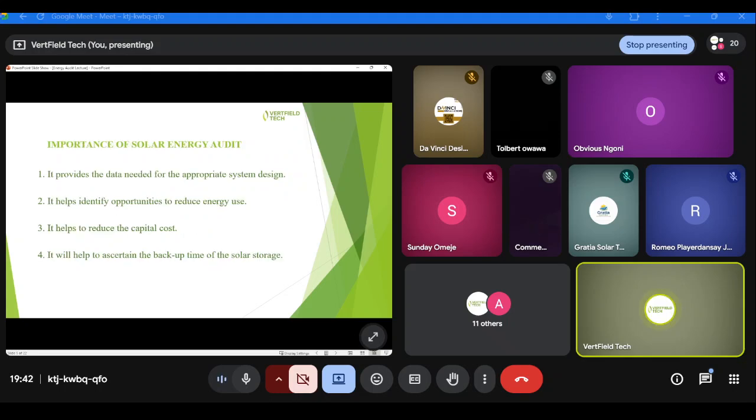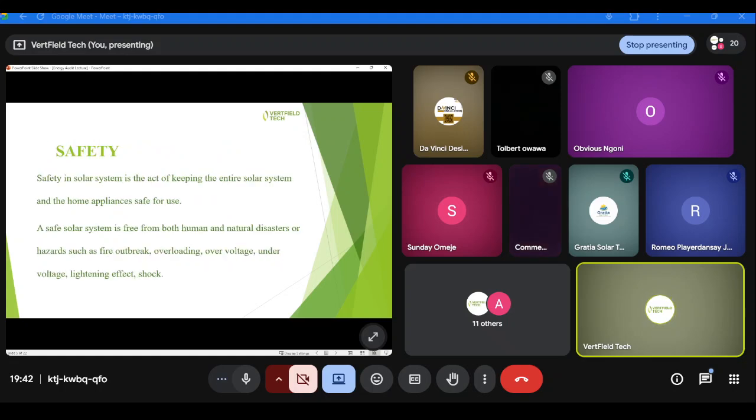Importance of solar energy audit. It provides good data for the appropriate system design. It helps identify opportunities to reduce energy use. It helps to reduce the capital cost. It will also help to ascertain the backup time of the solar storage. So those are basically some of the importance of your solar energy audit.